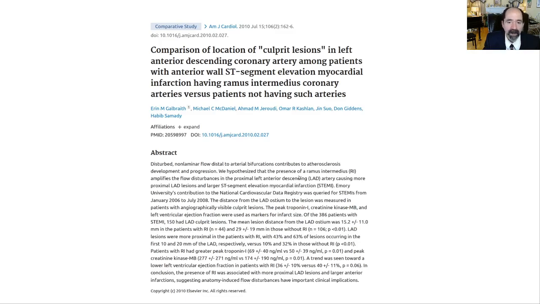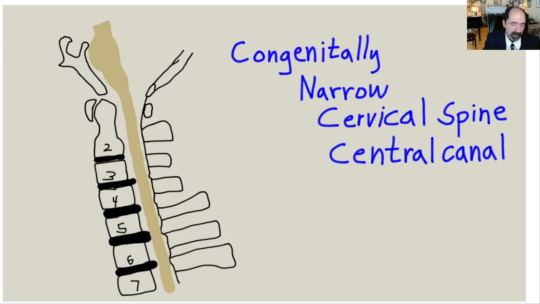Yep, you don't want it. Okay, now we're going to take a look at another type of normal variation. And by the way, I see this every day. Okay, so what we're looking at here is the cervical spine. These are the cervical spine vertebrae.